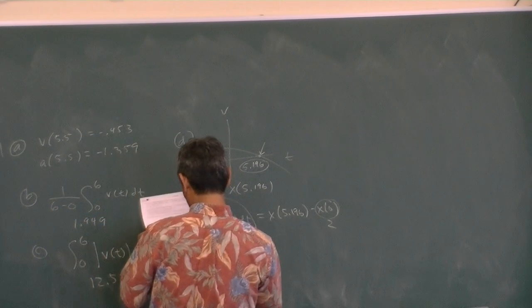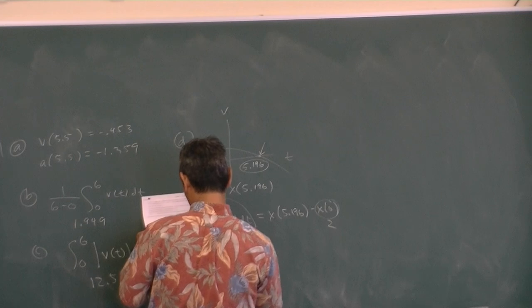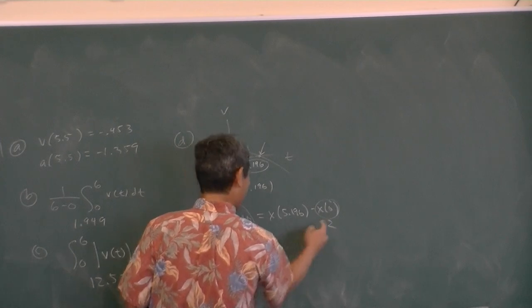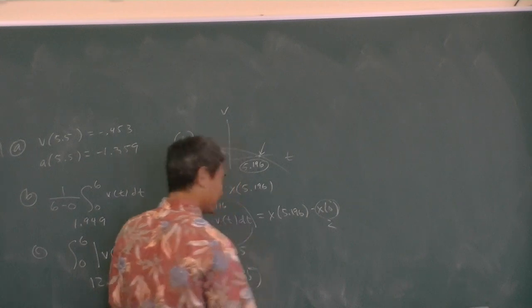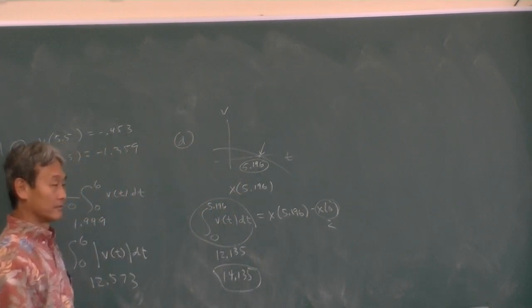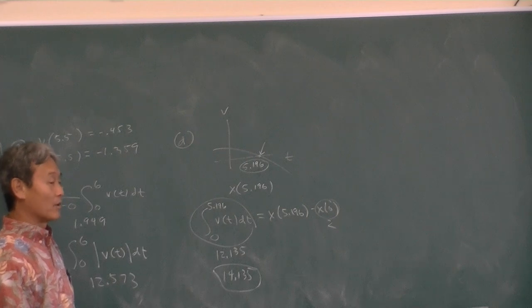Okay, so if you math 9 this on your calculator, you should get 12.135, and then if you bring the 2 over, the answer is 14.135. Come on, by now we know code red.